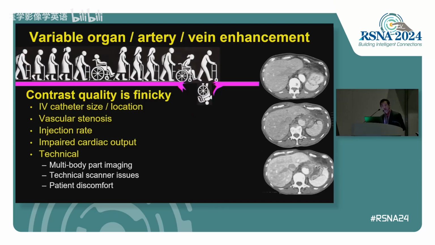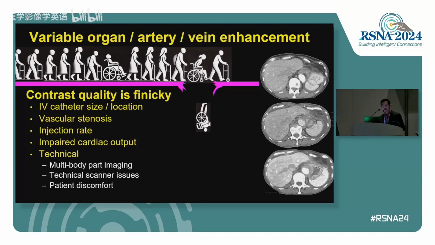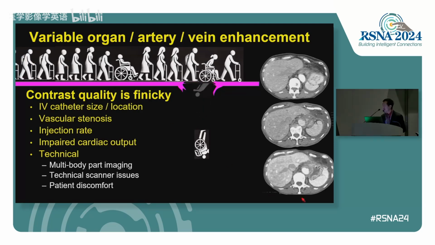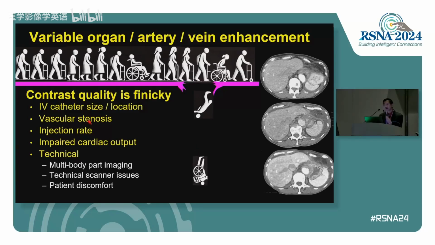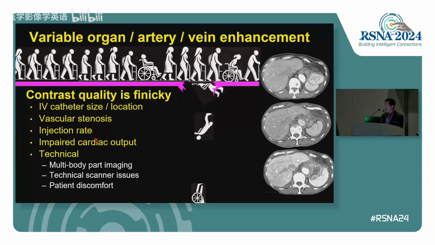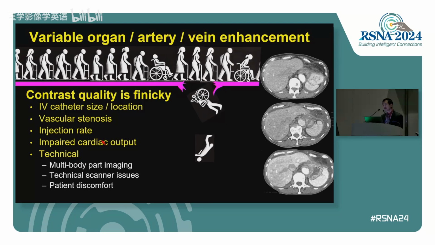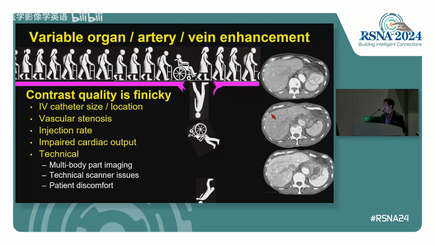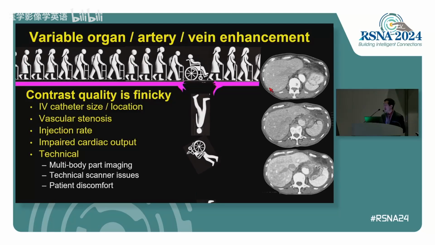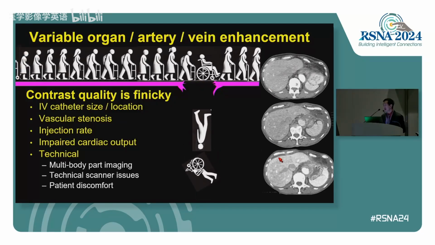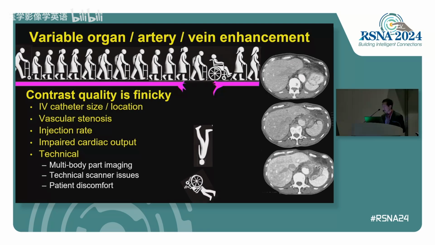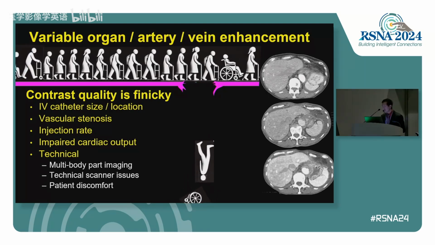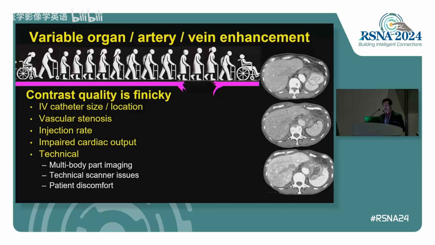Many patients will get good, adequate scans, but depending on the catheter size, the location, whether they have stenoses, some odd cardiac output issue, the injection rate. This is a patient with cardiac issues, and we never got a good scan. The liver is highly variable between scans, and this patient will continuously get suboptimal imaging and fall through the cracks. Potentially, we can do better than this.